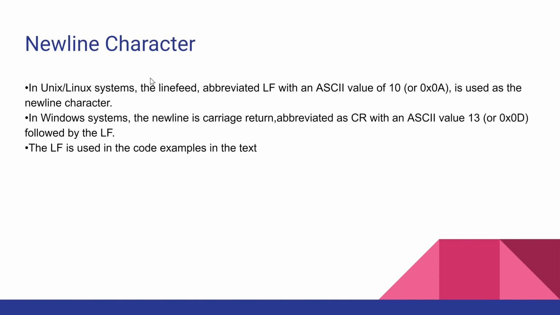New line character. In Unix/Linux systems, the line feed, abbreviated as LF, with an ASCII value of 10 or 0x0a, is used as a new line character. In Windows systems, the new line is carriage return, abbreviated as CR, with an ASCII value of 13 or 0x0d, followed by the LF. The LF is used in the code examples in the text.